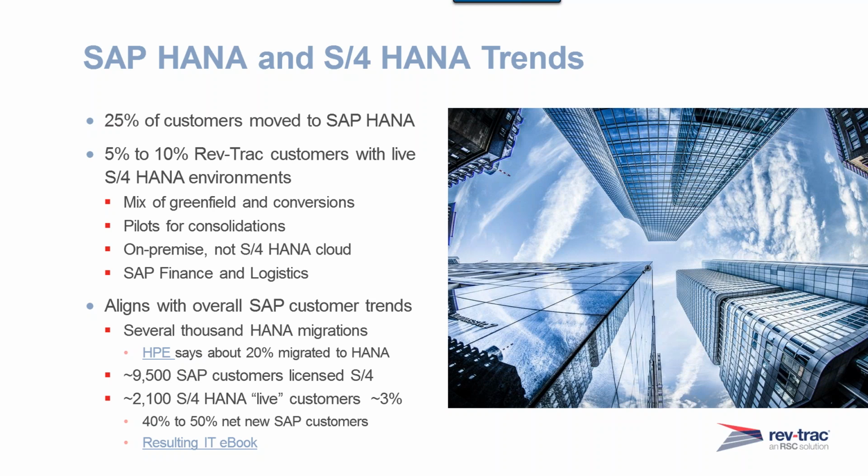So migrations to HANA from a non-SAP database, like AnyDB, as SAP likes to call other databases these days, are really numbered in the thousands across the SAP ecosystem. Most of this information comes from the hardware infrastructure companies like HP, IBM, Dell, and Cisco, along with cloud infrastructure companies who are always highlighting their market share in the HANA space.